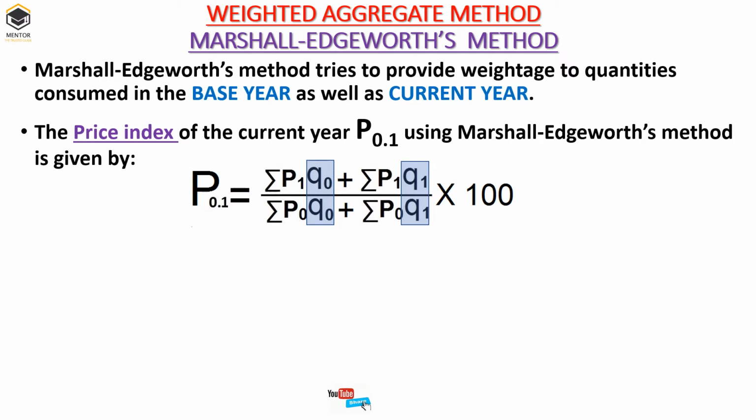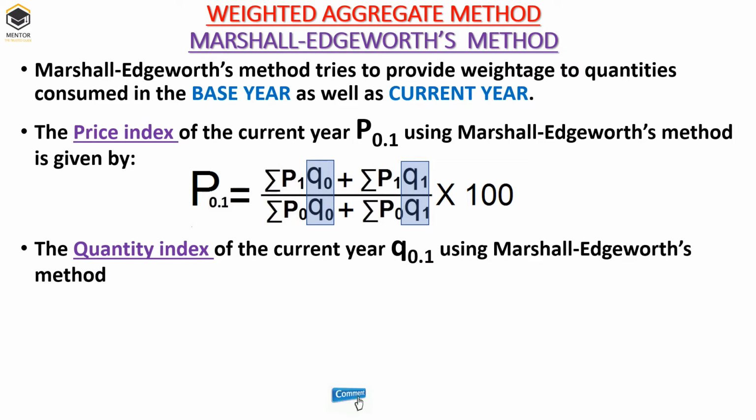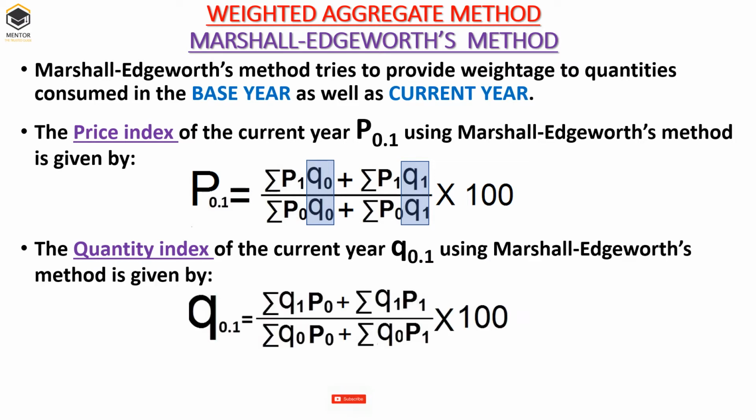Same like this we will have the quantity index, wherein we are going to give the weight to the prices. So quantity index Q01 is equal to summation Q1 P0 plus summation Q1 P1, whole divided by summation Q0 P0 plus summation Q0 P1. Here you can see the author has given the weight to P0 and P1. So P0 is given to Q1 and Q0, and P1 is given to Q1 and Q0. So it means that the author has given the weight to both the years, current year as well as base year. In the quantity index the weights will be given to the prices. So this is all about our Marshall Edgeworth method.